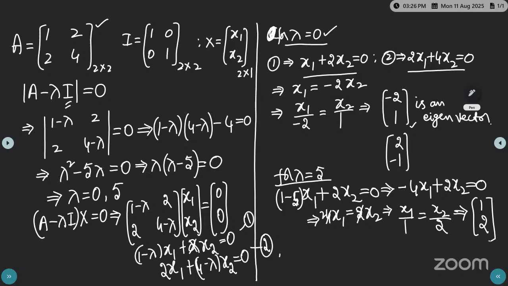Okay. Now let us do some properties of eigenvalues and eigenvectors. Let us write some of the properties of eigenvalues.